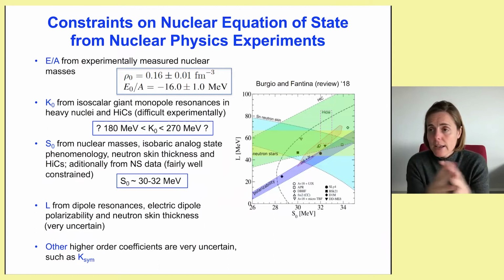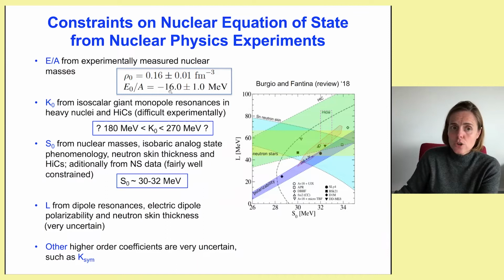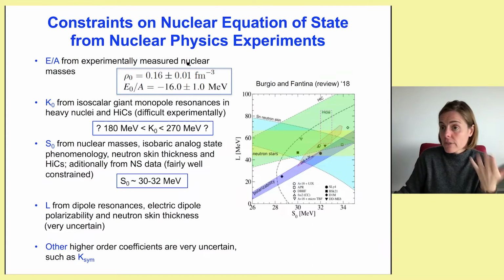And those are the energy per particle, this minus 16 I told you, which is experimentally also seen by measuring different nuclear masses for different nuclei. This is the saturation density, the particle saturation density. And this is pretty well known. You can see the error bars.